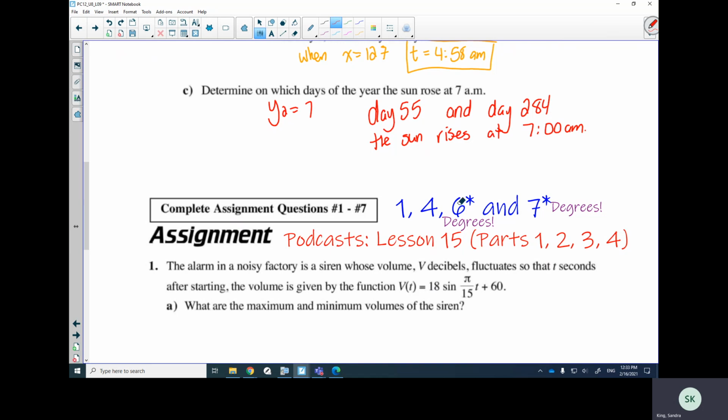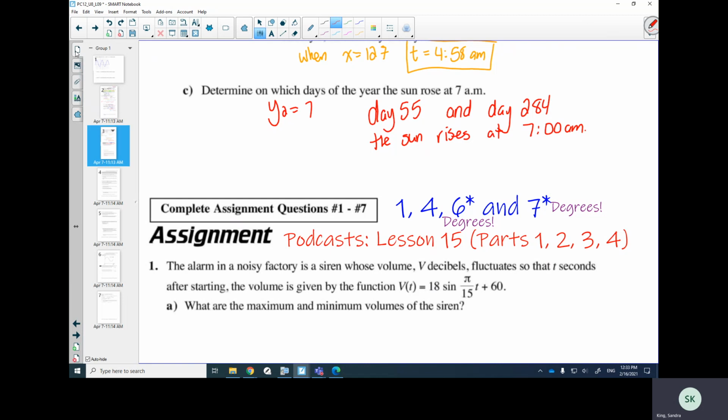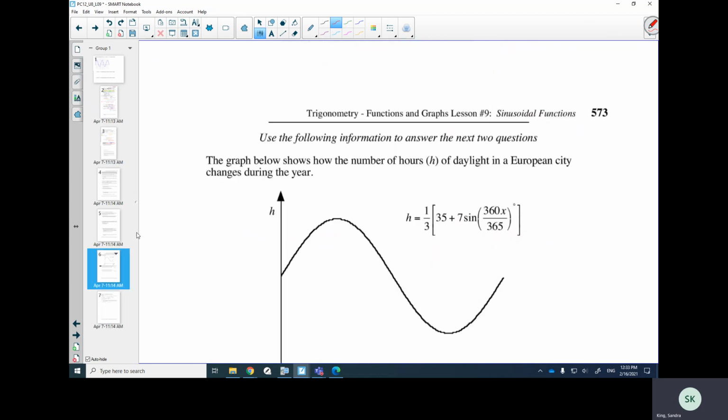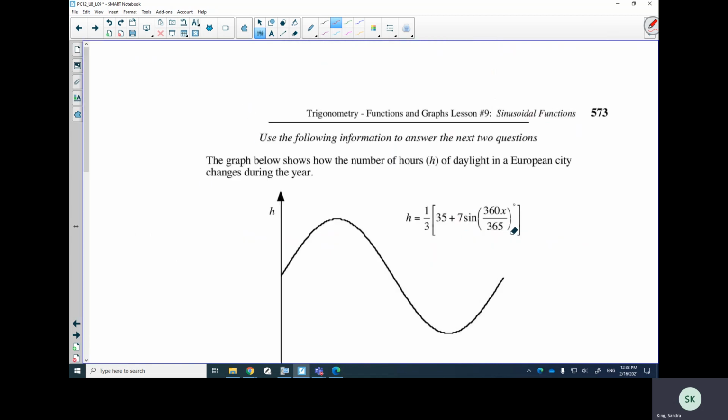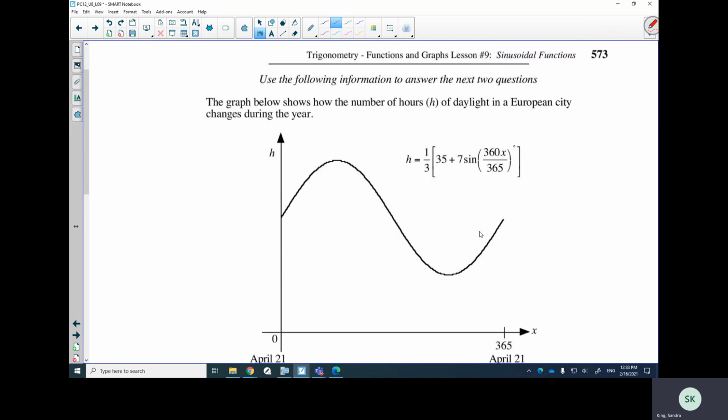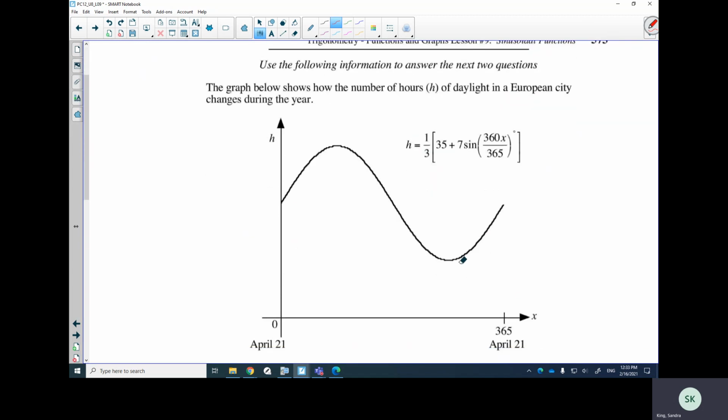And then I'll show you how question 6 and question 7, they want to be in degree mode. So we'll sort of look at these 2 together. So let's look at question 6. So again, super messy equation, but we're just going to end up punching this into our calculator when we want to get the answer. Okay, so what it says, the graph below shows how the number of hours of daylight in a European city changes during the year.